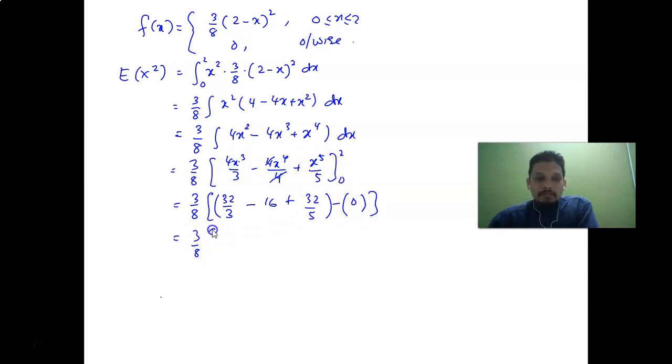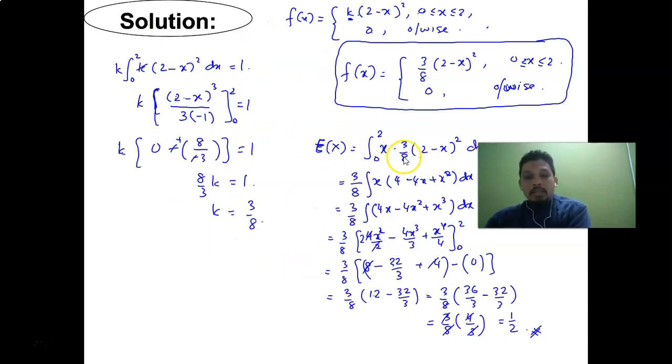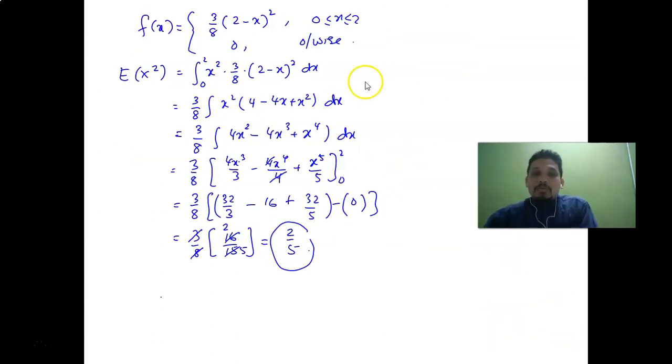So 3 over 8. For this one, you may use a calculator and it gives you 16 over 15. So simplify this: 8 with 16 gives you 2, and 3 with 15 is 5, so it equals 2 over 5. This value is the one we use to find the variance.